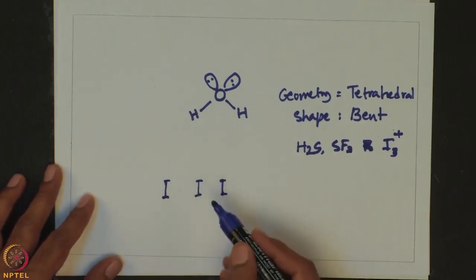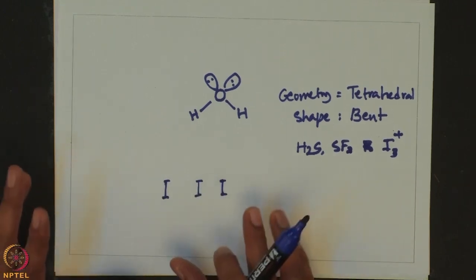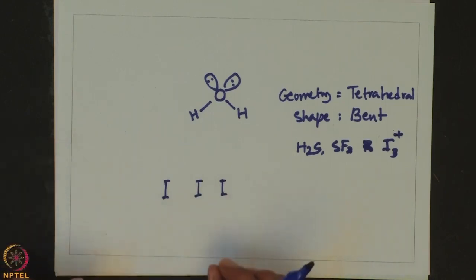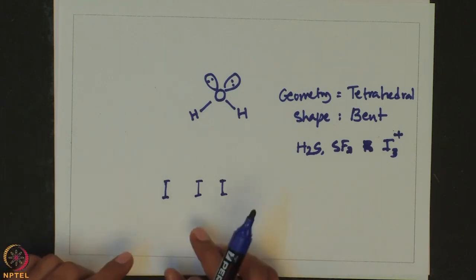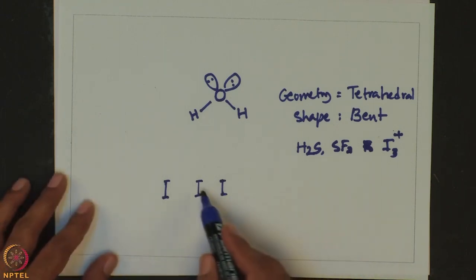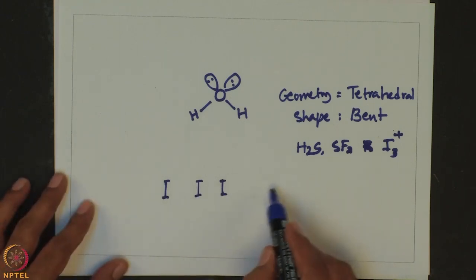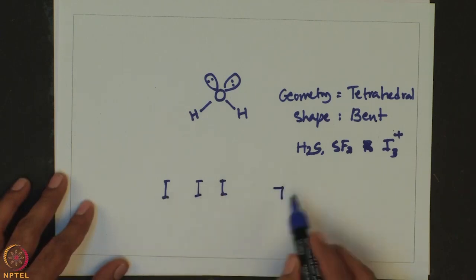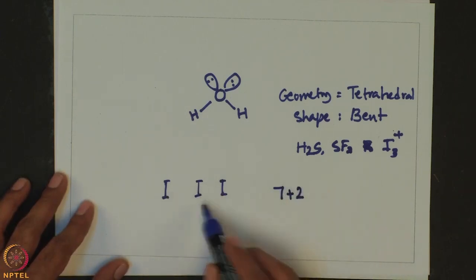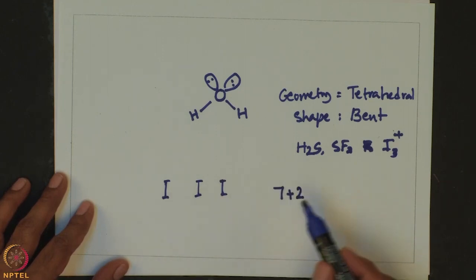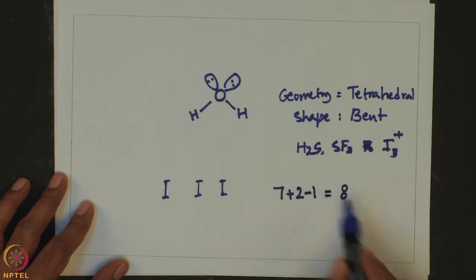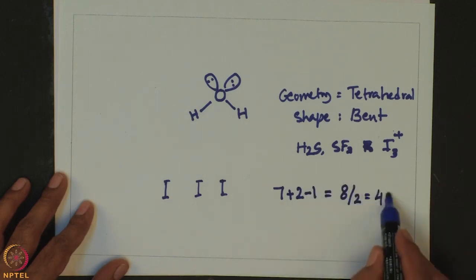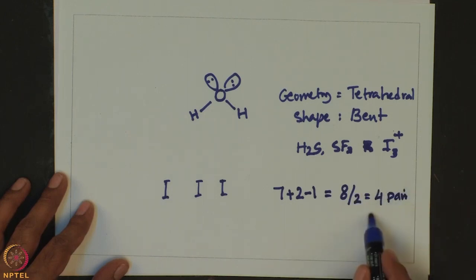Now, we will show it by omitting all the electrons of the peripheral atoms, but considering only one electron that makes a covalent bond through sharing with the central atom. So now we have I with 7 electrons, and these two will be giving 2 electrons. So 9 electrons, and since it has a positive charge, one electron has to be deducted. So we have 8 electrons. That means we have 4 pairs of electrons. So this is our steric number.